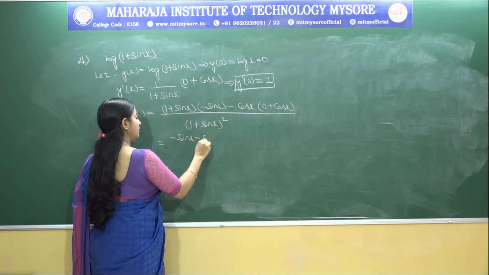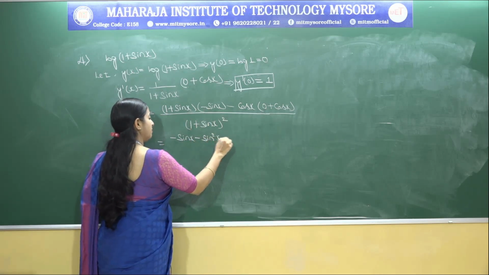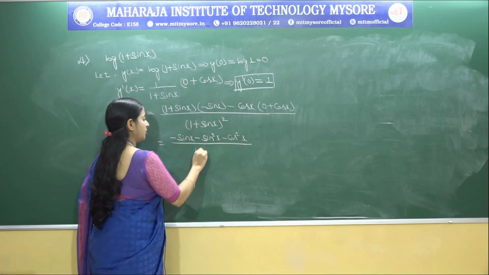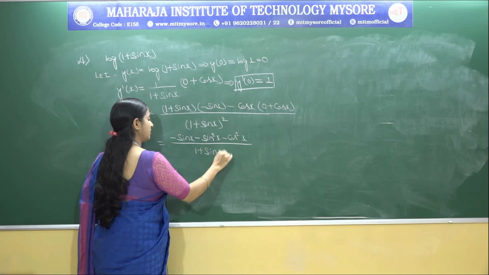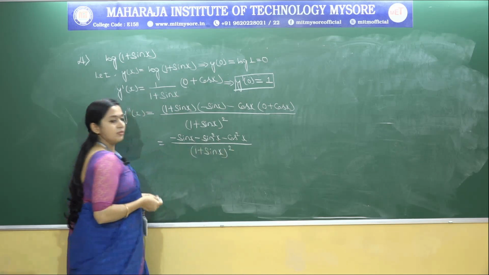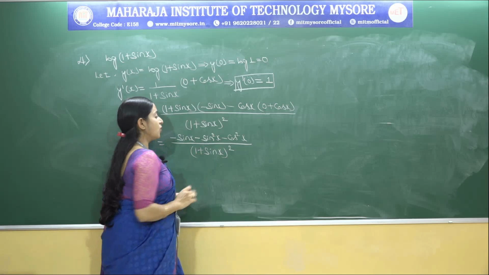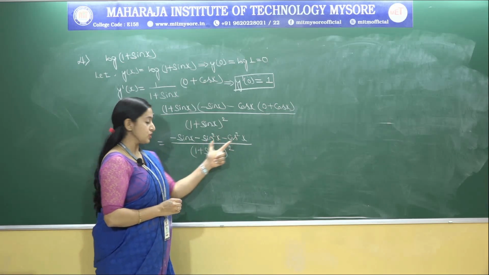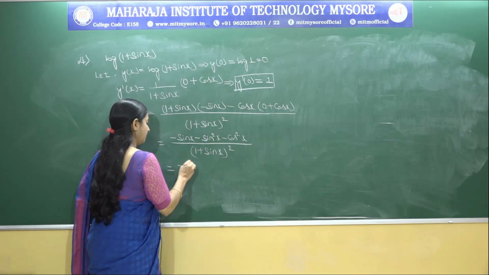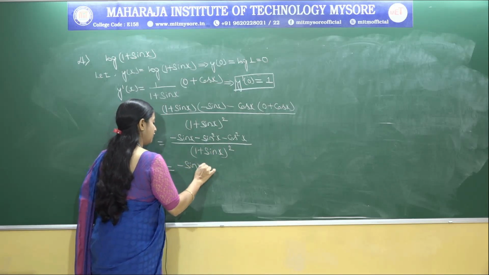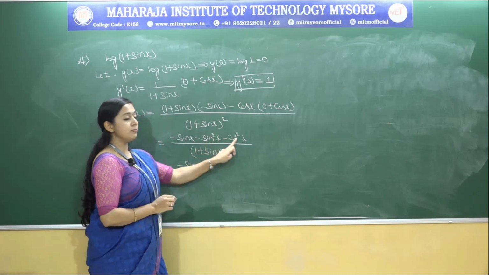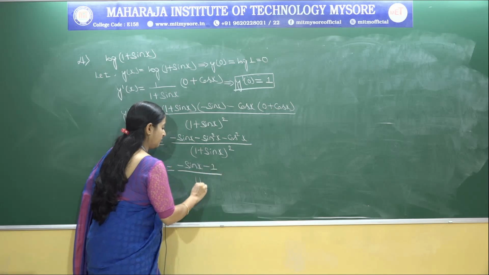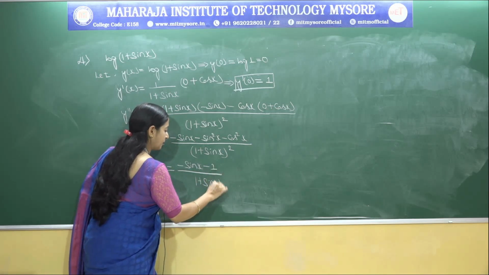So sin into sin, you will get sin square minus cos square x, denominator 1 plus sin x whole square. Since you know the sin square plus cos square term equals 1, take the negative sign outside, we will get this term as 1. So we will get the term minus sin x. If you keep the negative sign outside, sin square plus cos square, the term is 1, denominator 1 plus sin x whole square.